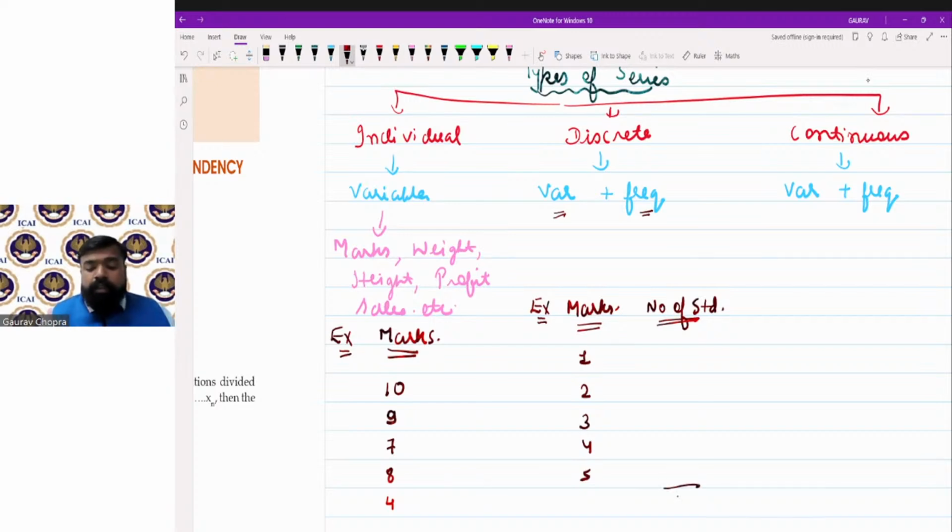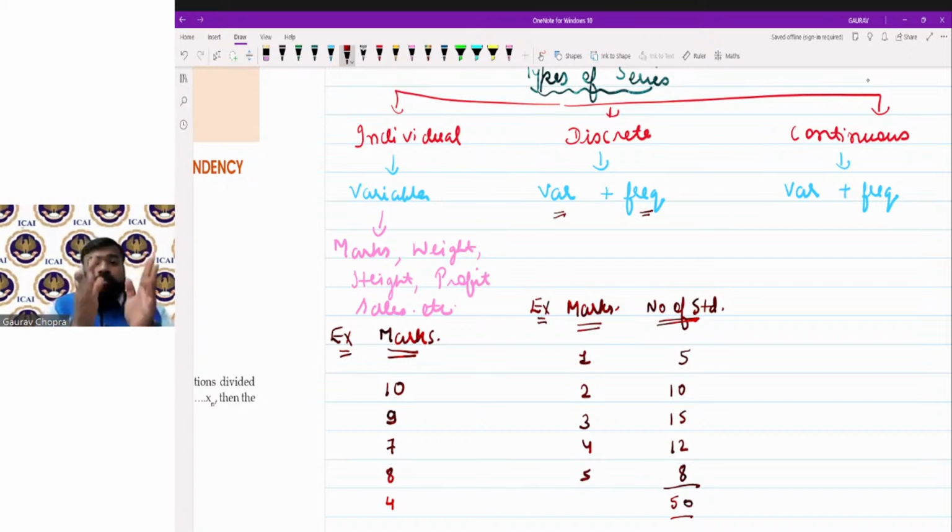Now let's say we are having 50 students in a class, and out of those 50, 5 students have secured 1 marks, 10 students have secured 2 marks, 15 have secured 3 marks. So what is the total till now? 30. Then 12 students secured 4 marks, and remaining 8 students have secured 5 marks.